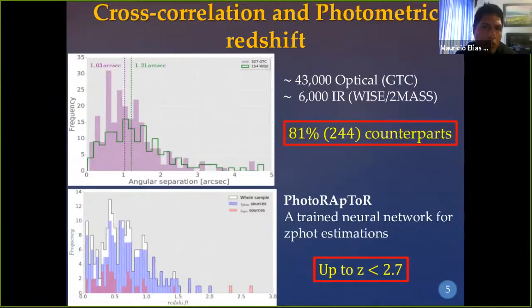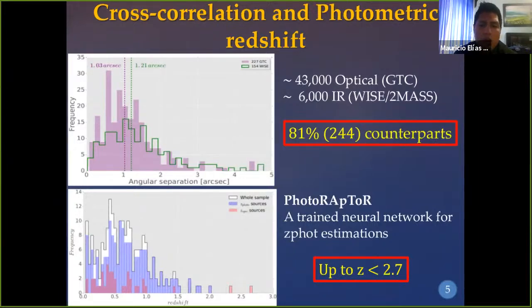Then we cross-correlate our X-ray sources with an optical catalog from our own GTC observations and WISE public repositories. As a result, in the upper panel, we found 244 optical and infrared counterparts, which represent 81% of our catalog. In the next step, we compute the photometric redshift of our sources with the program Photoraptor. In the lower panel, we show the redshift distribution with photometric and spectroscopic redshift up to 2.7, with 15% of all sources presenting spectroscopic measurements.